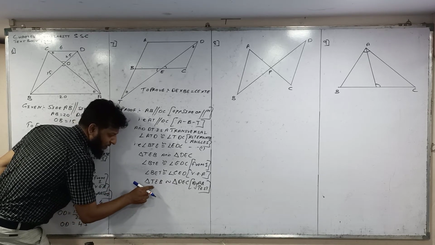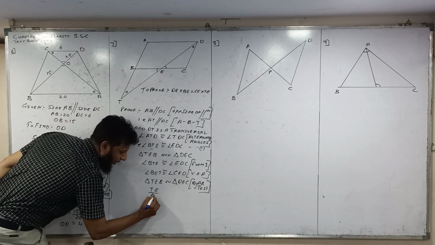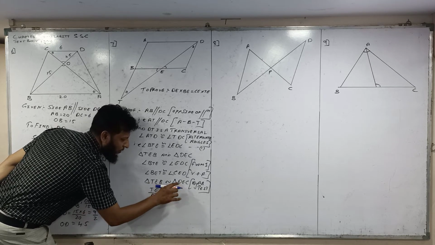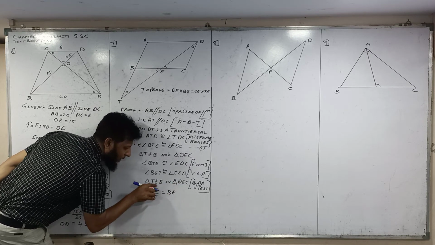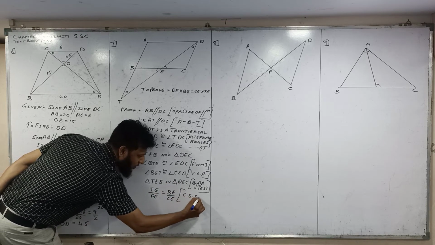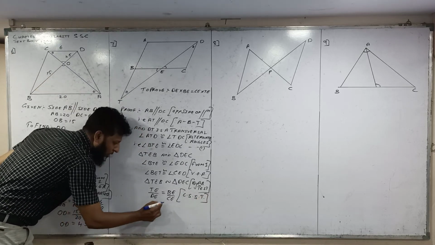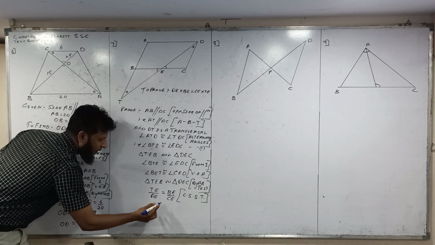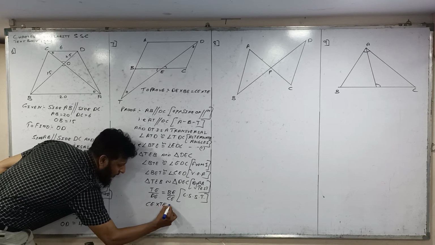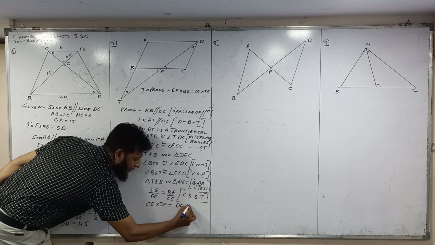We'll take the segment in which E is there. So TE is proportional to DE is equal to EB, or BE proportional to CE. We'll write corresponding sides of similar triangles. The third correspondence we will not take because it is not required. Now cross multiply TE and CE. So CE multiplied by TE is equal to DE multiplied by BE.